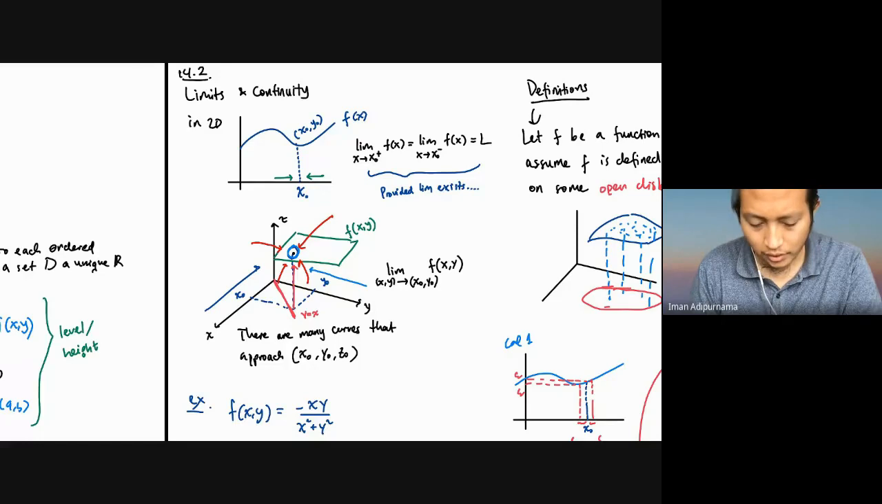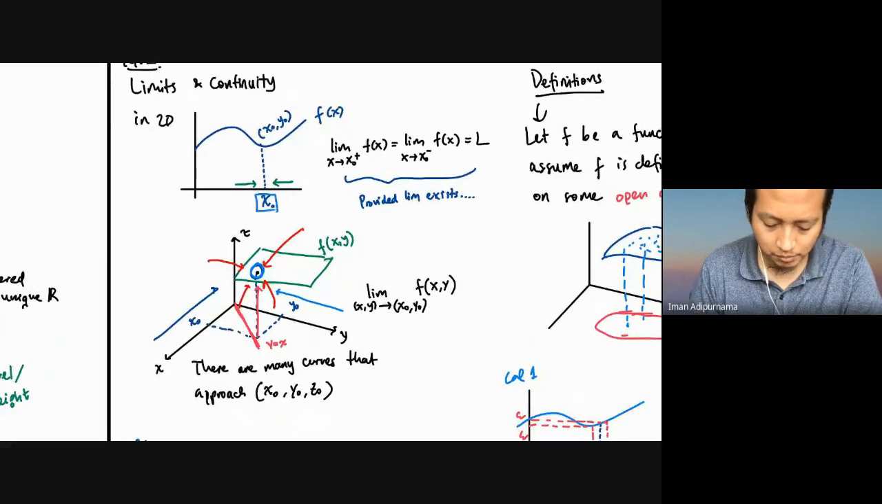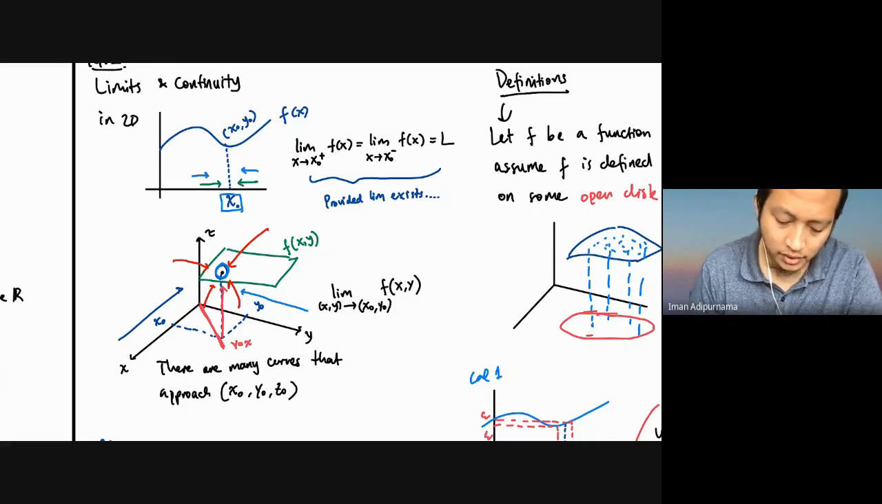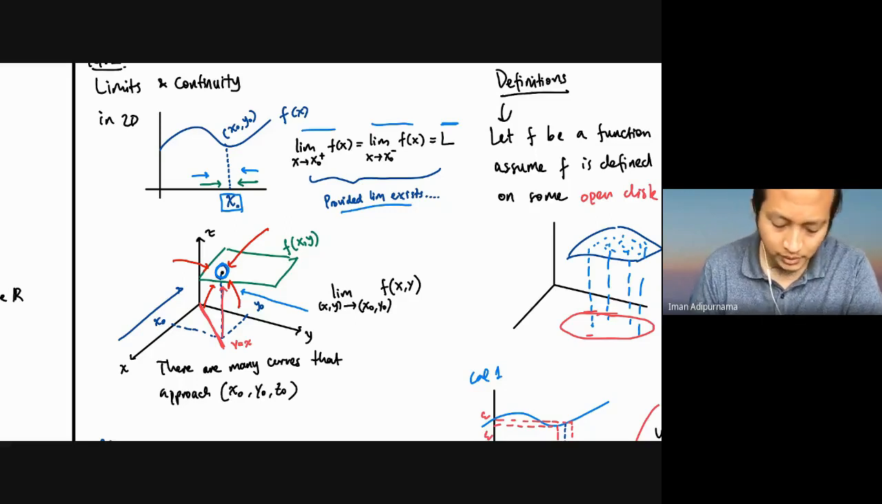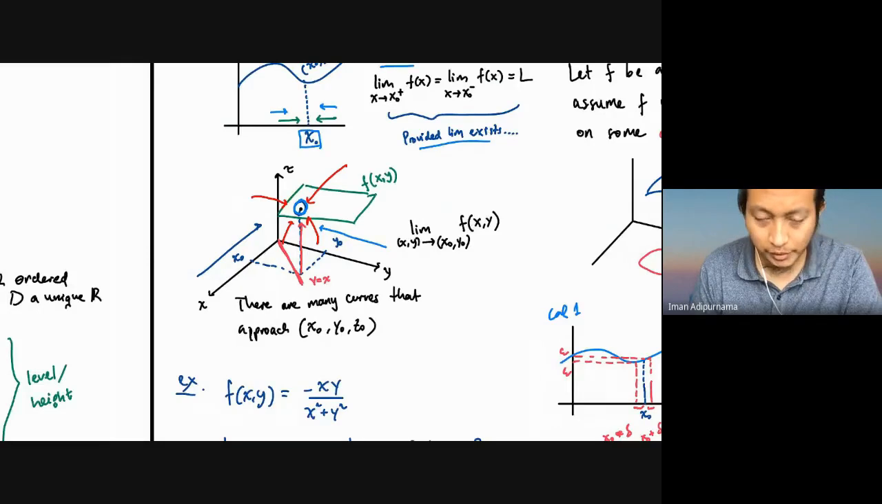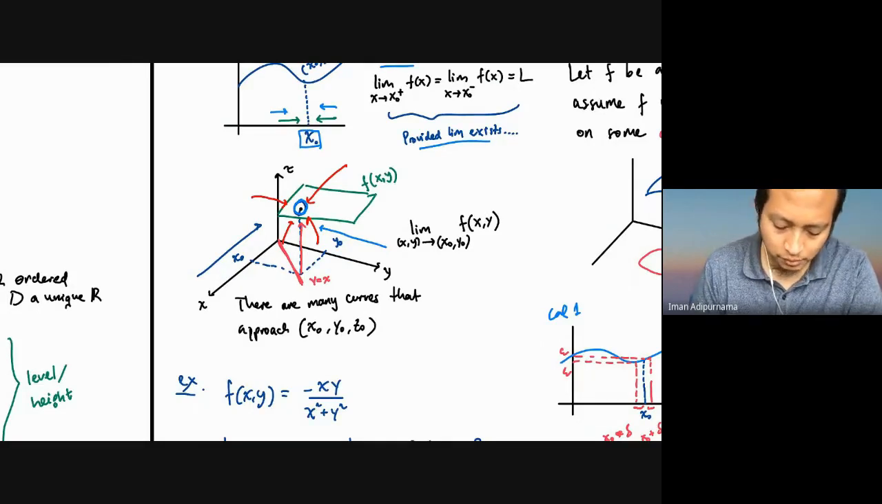So what we are dealing with here is that we want to approach this point, from the left and from the right, as we did in Calculus 1. Remember, in Calculus 1, the limit theorem says the left-hand limit should be the same as the right-hand limit, the same single value, provided that the limit exists. Now, in three dimensions, if you want to approach this point, let's say this point is (x0, y0, z0).